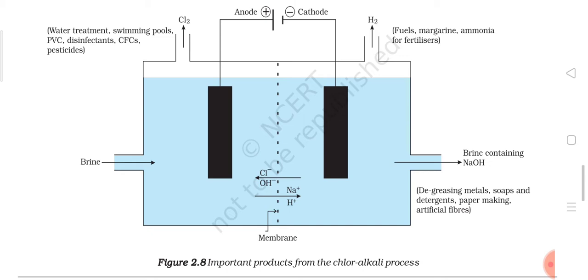The other thing which they have shown with the help of arrows is that the negative ions are moving towards the positive electrode because of the opposite charges, whereas the positive ions are moving towards the negative electrode. So here, as two negative ions and two positive ions are there, first of all, let us discuss the two negative ions.